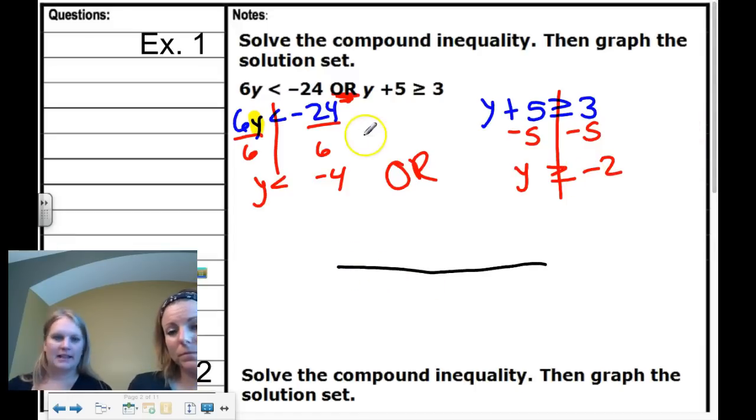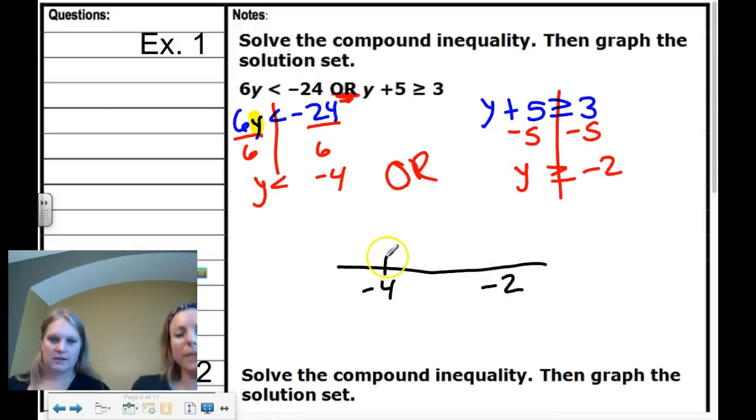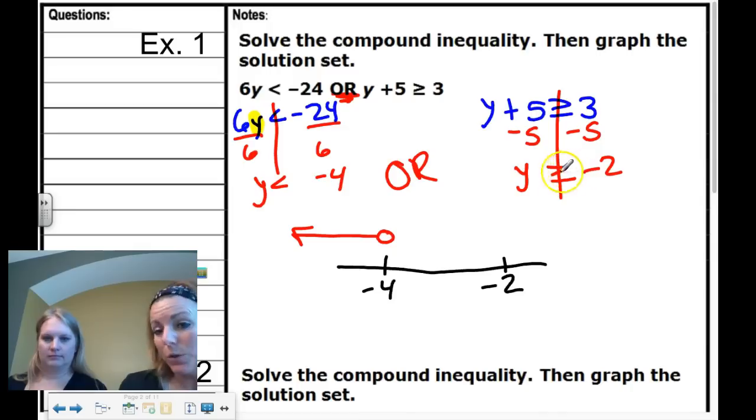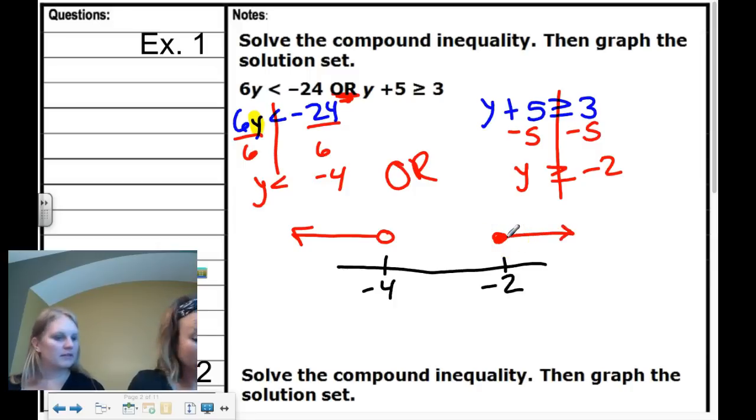I like to just put the numbers on the number line. Negative 4, and negative 2 comes after it. Let's start with the negative 4. If it's a less than and there's no equal sign, that means it's an open circle, and I like to use the nose pointer trick. The arrow is pointing to the left. The other one has the equal sign, so it's a closed, solid circle, and the nose is pointing to the right. That's our answer.